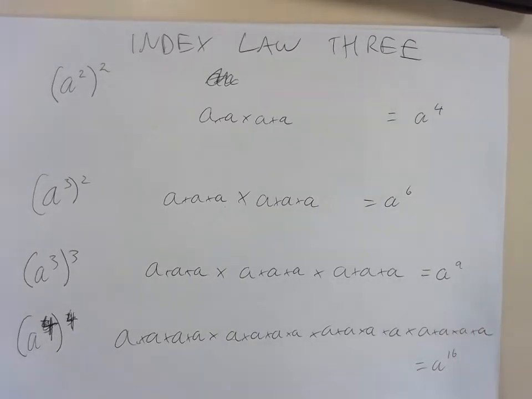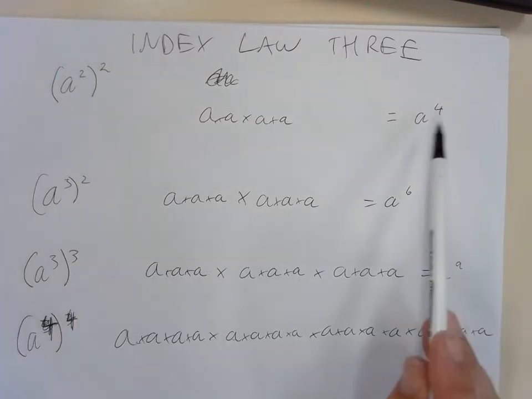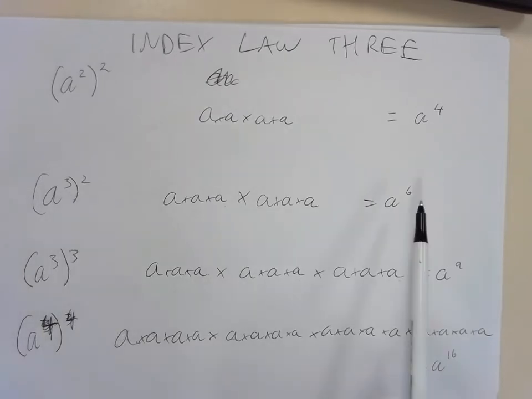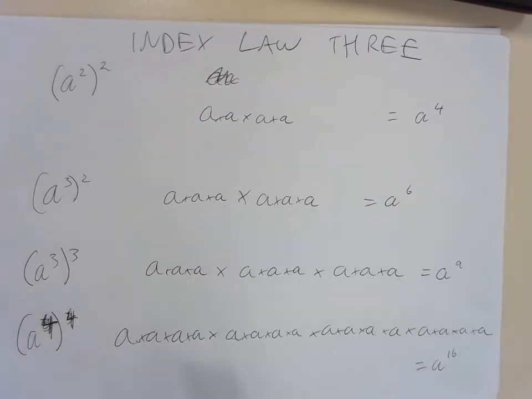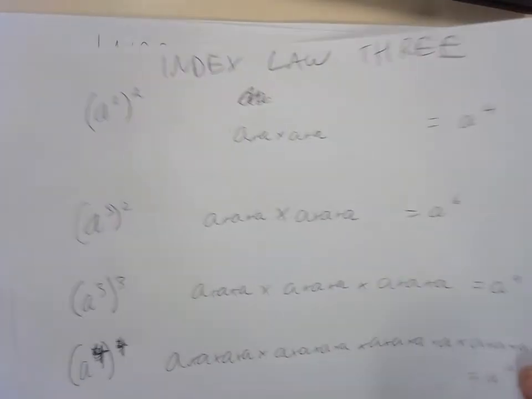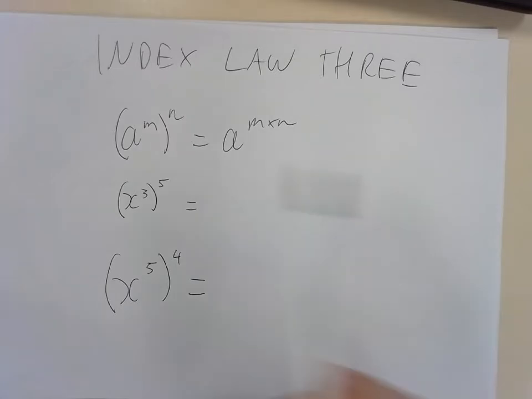And once more, I have a look now and go, okay, how do I skip this step? Because if I get big numbers, that's too many a's for me. I'm going to go with 2 and 2 to get 4, 3 and 2 to get 6, 3 and 3 to get 9, 4 and 4 to get 16. And it doesn't take a rocket surgeon to figure out that I'm multiplying there. So index law number 3 looks like this. It looks a bit funny.